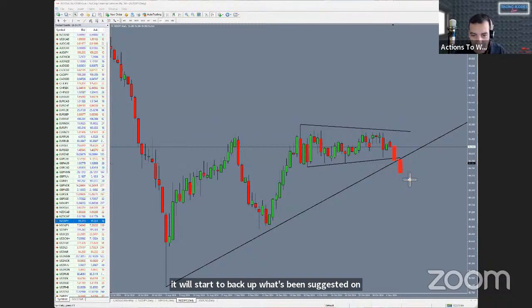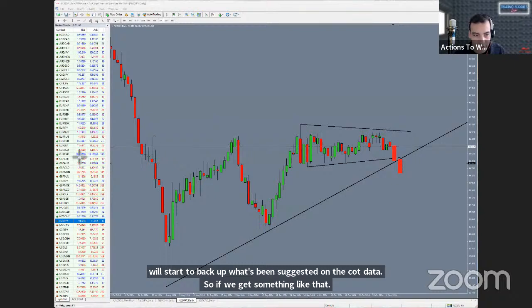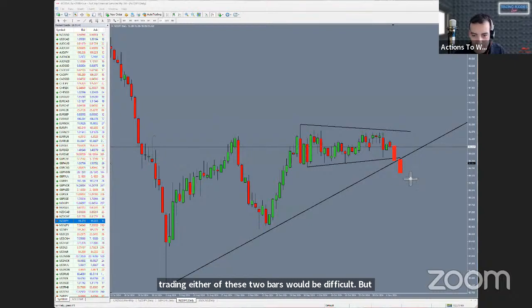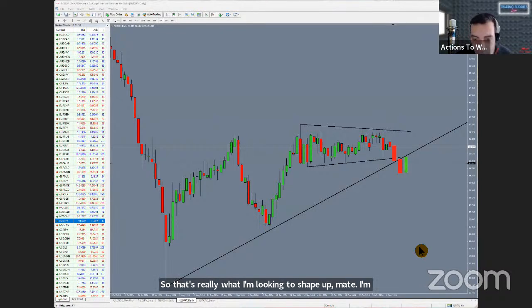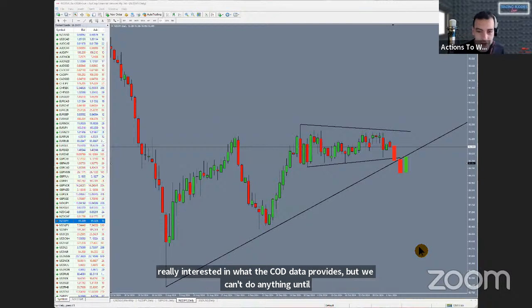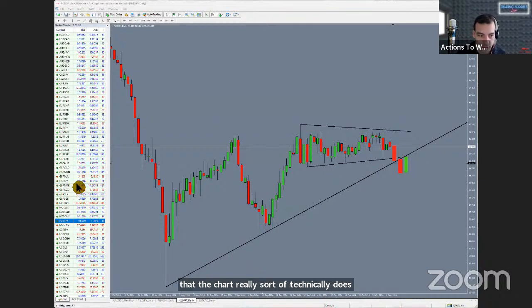So if we get something like that, trading either of these two bars would be difficult. But if we could get a retracement, giving us the lower high, then we can probably look for a sell position along the trend line. So that's really what I'm looking to shape up, mate. I'm really interested in what the COT data provides, but we can't do anything until the chart technically does it, because the chart delivers what I'm reading from the COT data.